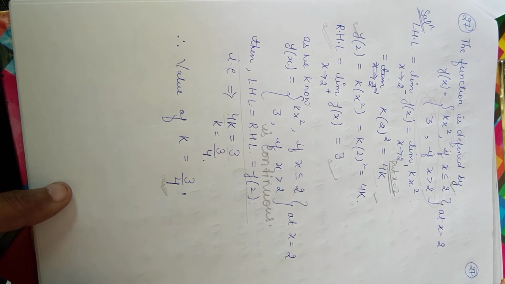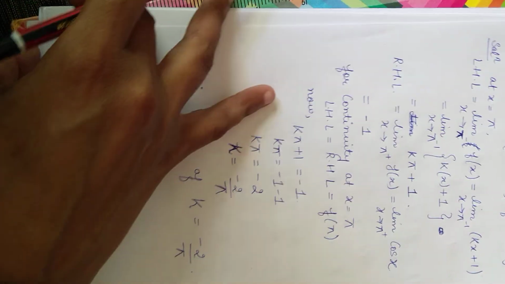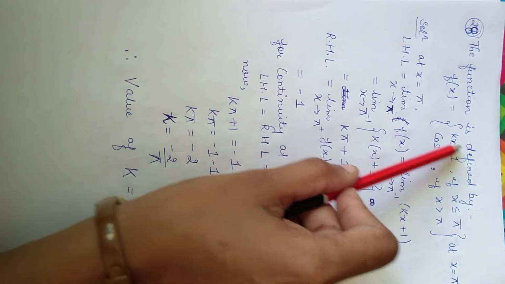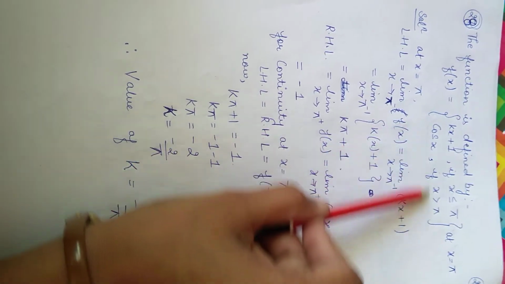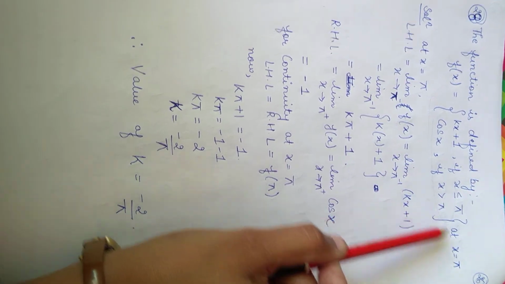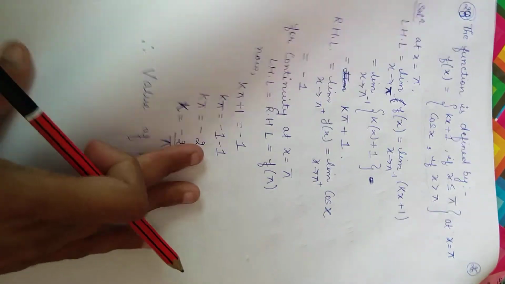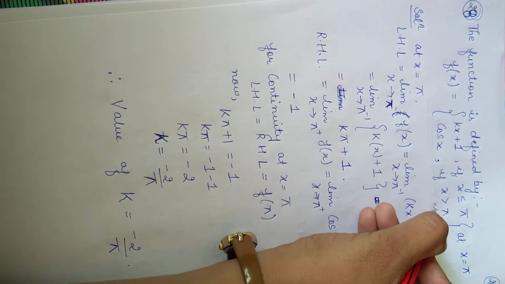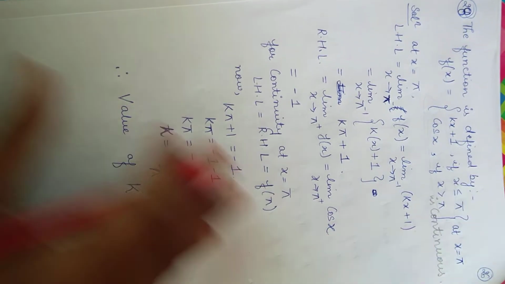Clear my dear students? Now I'll be taking your question number 28. Your question number 28 is, just have a look. The function is defined by f(x) is equal to kx plus 1 if x is less than or equal to pi, and cos x if x is greater than pi, at x is equal to pi. It is already given that it is continuous. As per the question it is already given continuous.